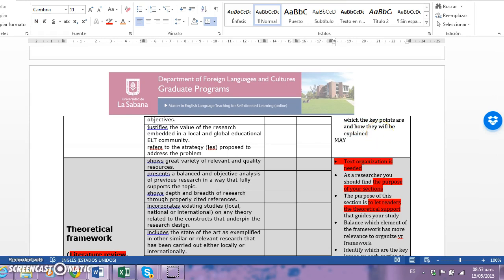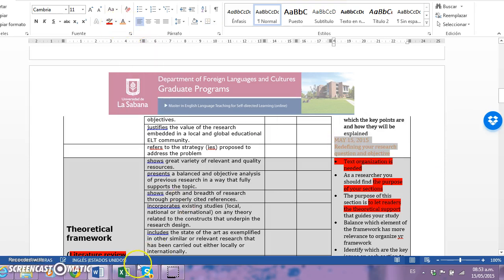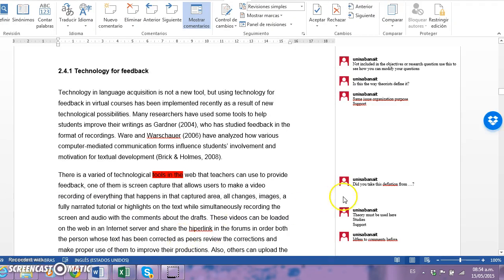May 15 to 15. Redefining your research question and objectives. Don't feel that you are coming back. This is something natural, and I don't mean that you change, I mean that you redefine your research question. This is what I'm asking you to do.